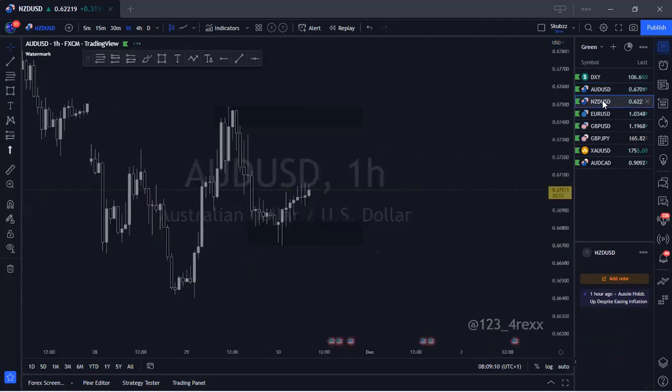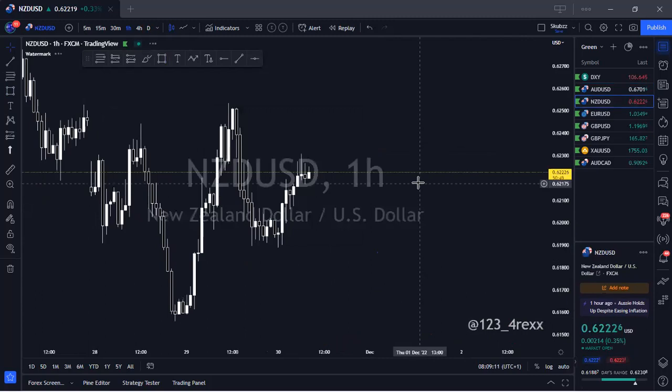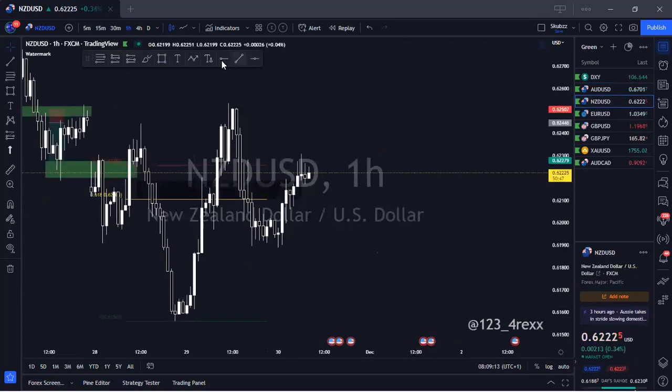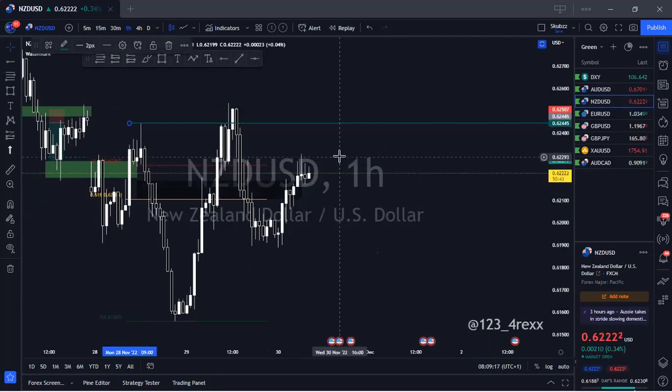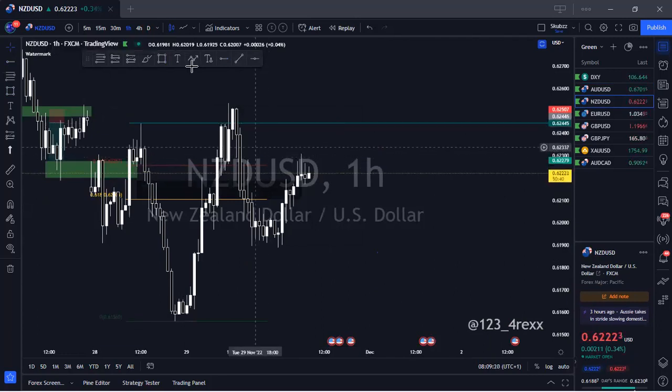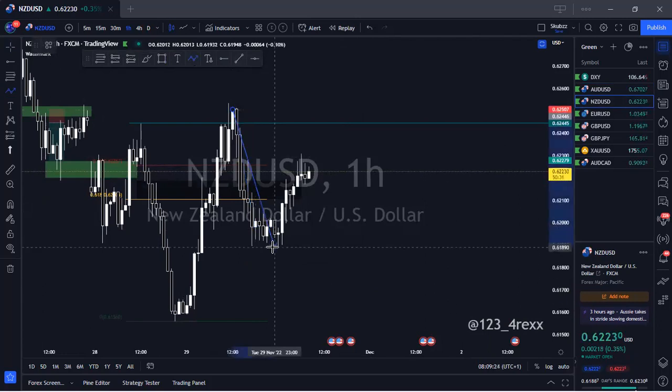Now, NZD USD is the same thing. This little one came, broke above, did not sell. Then we came back inside the range. We're actually bullish right now because that candlestick closed above. Came back inside the range, and then we started rejecting to the top.